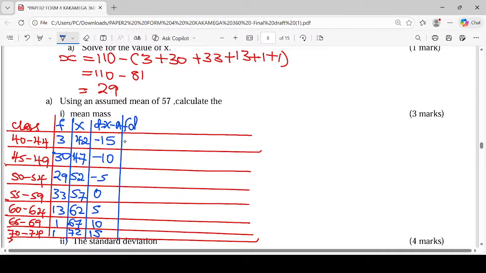3 times negative 15, that's negative 45. 30 times negative 10, that is negative 300. 29 times negative 5, that is negative 145. 30 times 0, that will be 0. 13 times 5, that is 65. 1 times 10, that is 10. 1 times 15, that is 15.